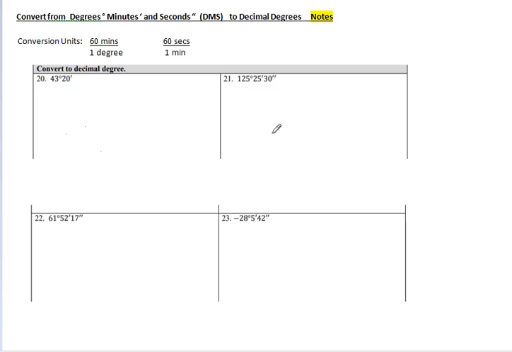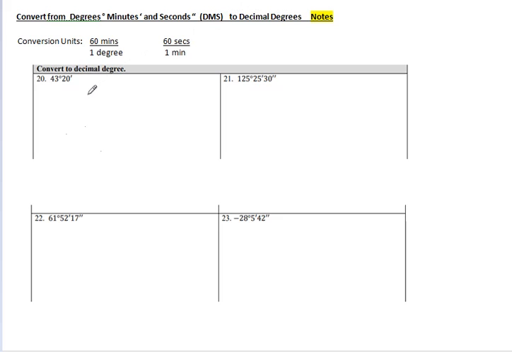What we're going to be going over today is not anything with IXL. These are just notes for a worksheet that I have for you guys to do this week. And we are going to be converting from degrees, minutes, and seconds, which is used with this notation here. It also looks like this, DMS, degrees, minutes, and seconds. We're going to be converting that to decimal degrees.